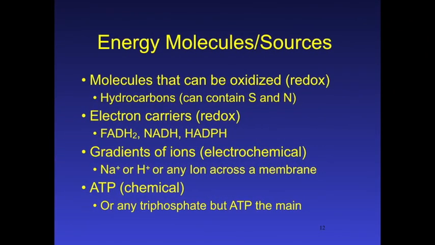Again, the energy molecules that are important to us, molecules that can be oxidized. This is basically food. What are the 3 kinds of food you can eat? 3 classes. Proteins. Carbohydrates or sugars, and fat. Okay? All of those have a potential oxidizable amount of carbons that are coming in. They can also contain sulfurs and nitrogens, and we have to watch out for those.